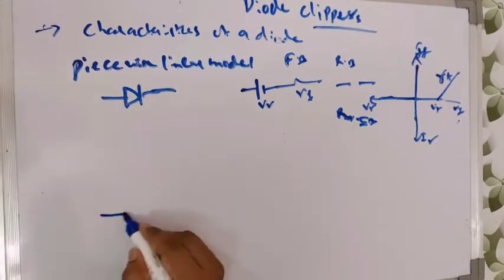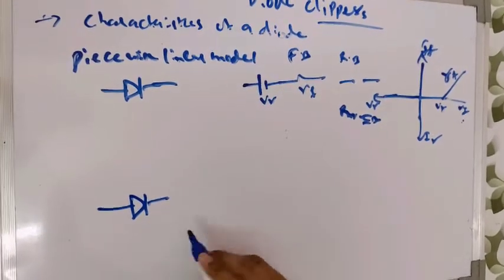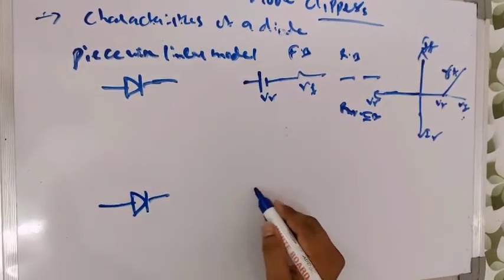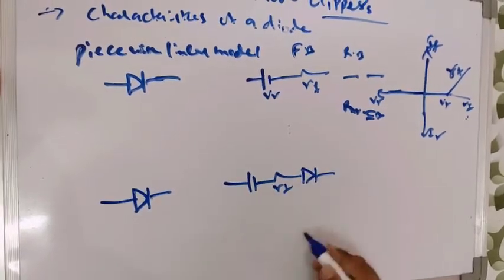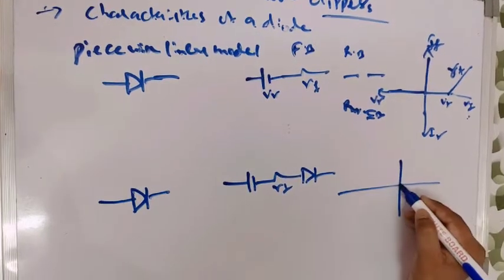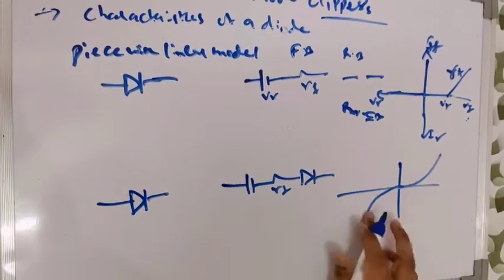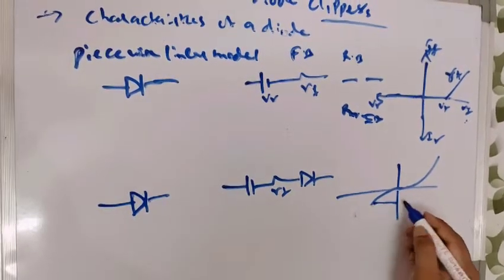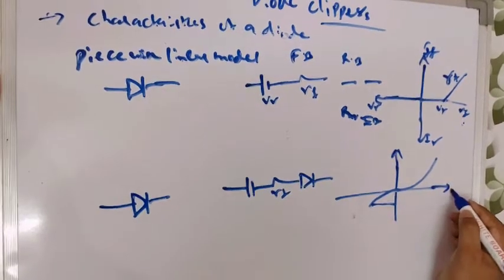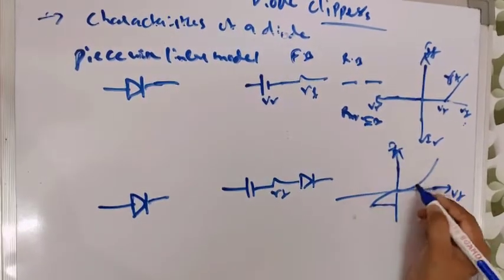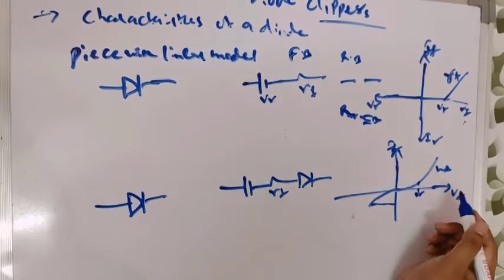Now what will be the practical diode? The practical diode exhibits nonlinear characteristics, along with the cut-in voltage and forward resistance. This is the practical characteristic of a diode. During reverse bias, it produces current in the order of microamperes or nanoamperes. During forward bias, the current is in the order of milliamperes. This is the most practical representation of the diode.